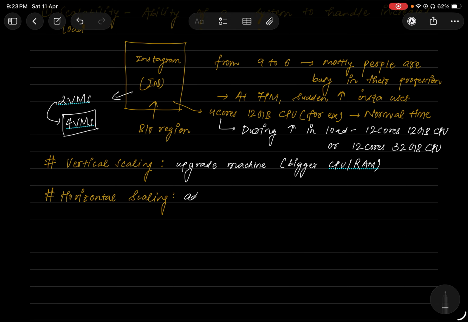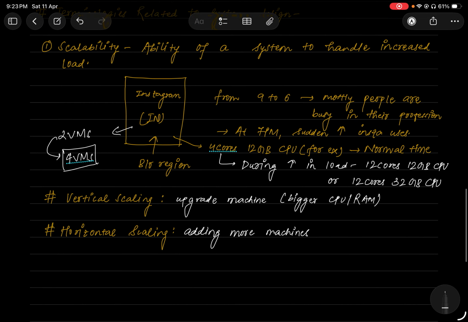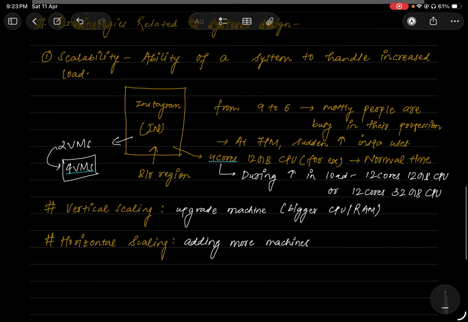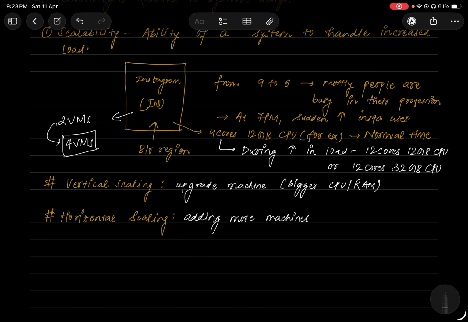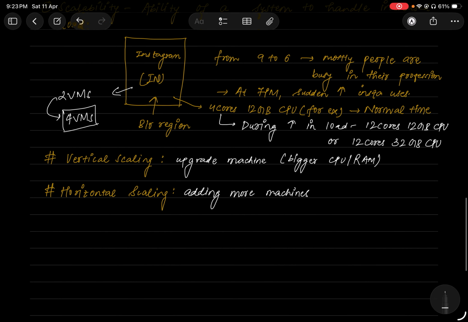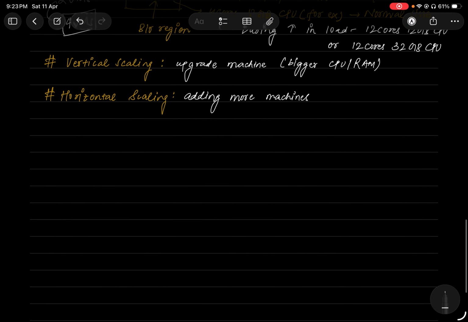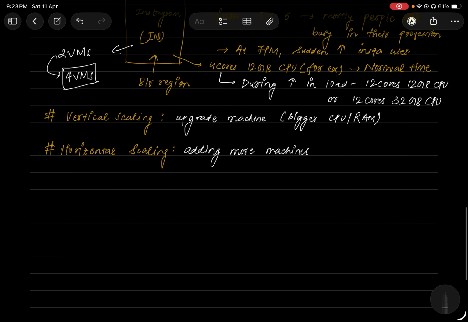Adding more machines comes under horizontal scaling. Okay, so this is the scalability concept. I think it's clear. Don't worry about the notes, I will give you the notes. I will give you the PDF, and apart from the handwritten class notes, I will give you properly structured PDF notes as well, with proper diagrams and everything. Okay, so you don't have to waste your time making notes. I'm just starting to explain because it will be much easier for you to understand the concepts.